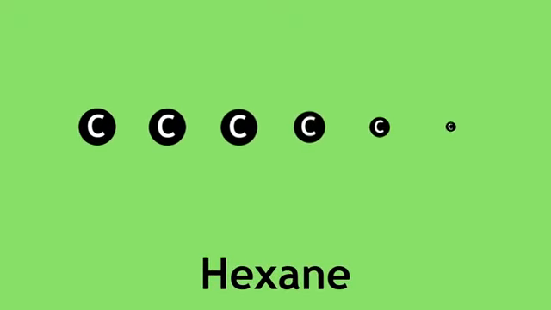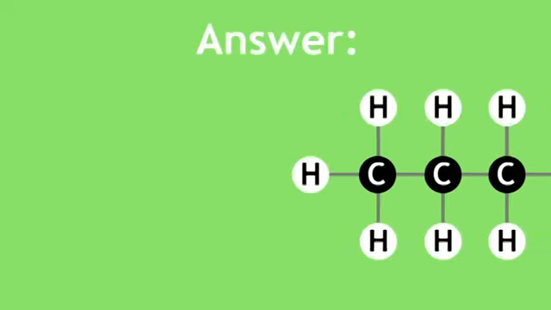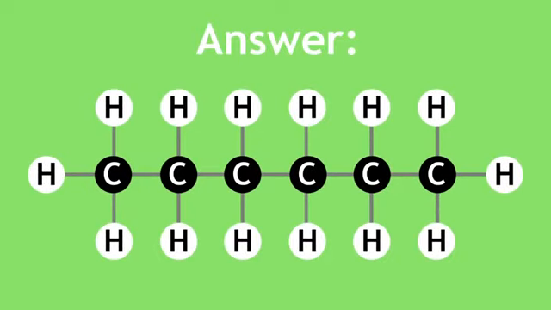Pause this video now and try to draw the structure of hexane. Hexane has 6 carbon atoms. Here is the structure of hexane. Compare it to the structure you drew. Did you get it right?